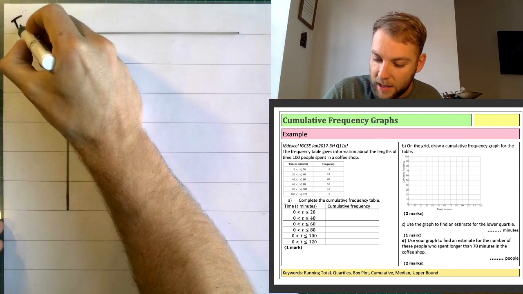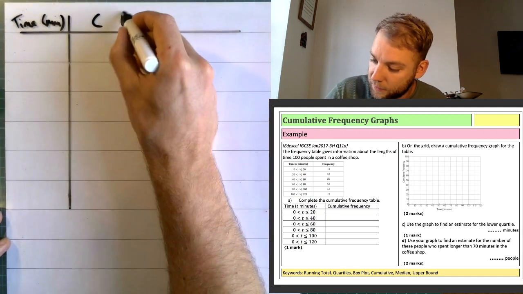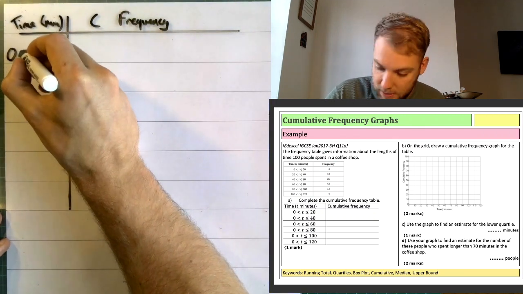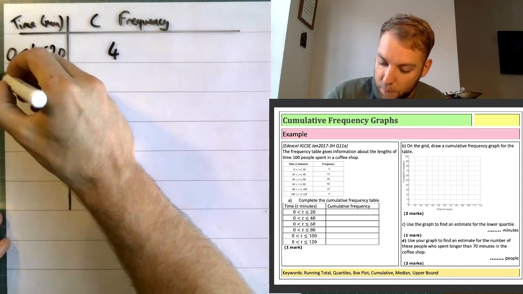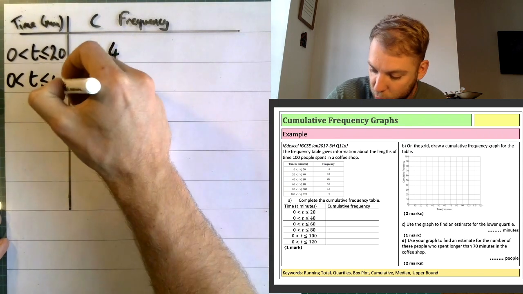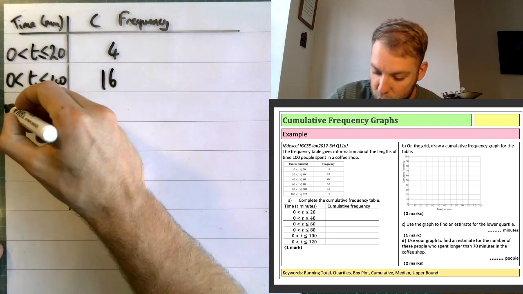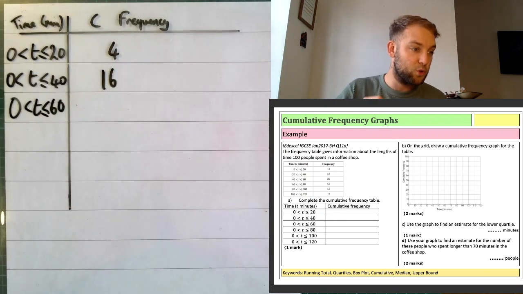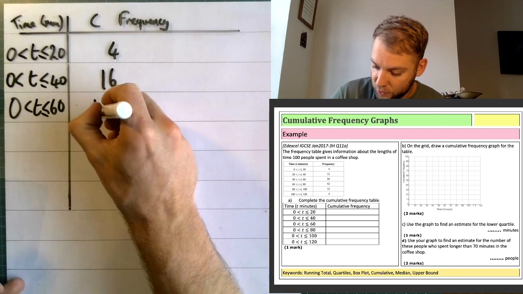So we've got our time here, which is in minutes. This one here is our cumulative frequency. My first one is between 0 and 20, so it's just 4. Between 0 and 40, remember you're bringing those first 2 together, it's going to be 4 plus 12, which is equal to 16. Between 0 and 60 is 4, 12, 26, so 4 plus 12 plus 26, which is equal to 42.